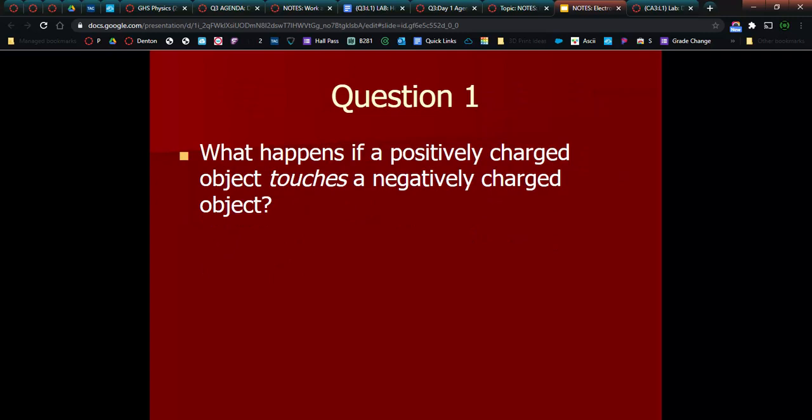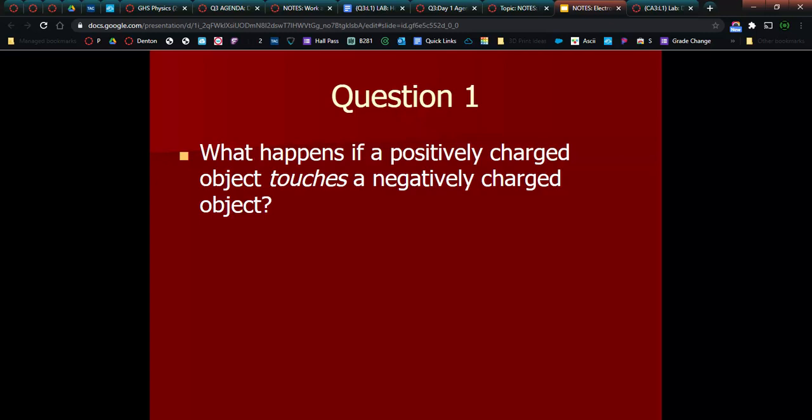So what happens if a positive charged object touches a negatively charged object? A positive object and a negative object touch it. Shot. Okay, but what's physically happening on that shot? What is the shot? Electrons are moving from where to where?